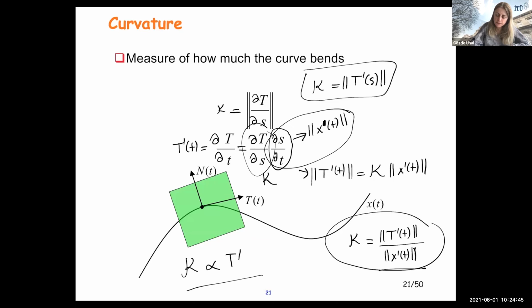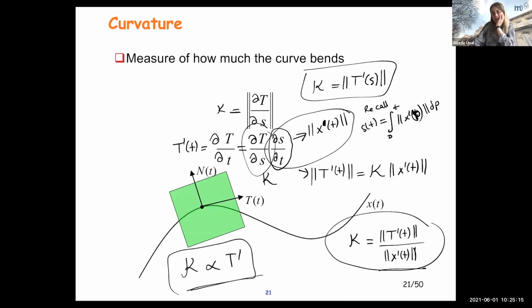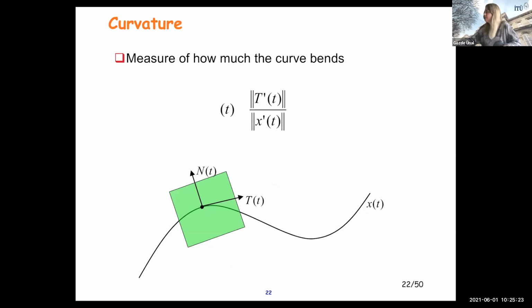If you forgot this, recall s of t was the integral from 0 to t of the magnitude of x prime of p dp. We go to a dummy variable, right? I need to go to a dummy variable. Don't get lost in the equations if you couldn't follow, but actually it's not difficult. But still, curvature is a measure of how much the curve bends. Okay? I think we've already done these. These were the same, guys.